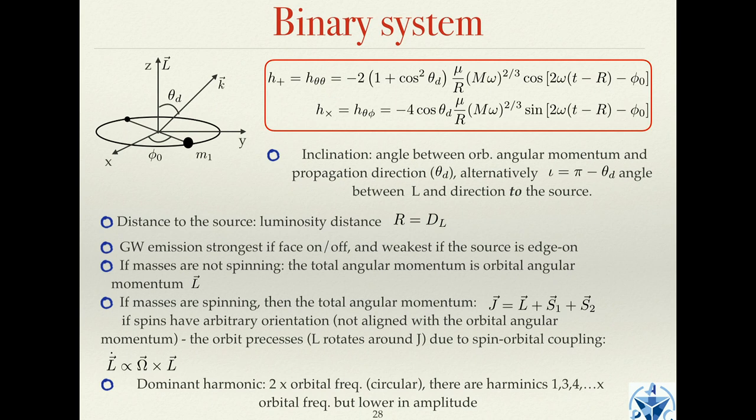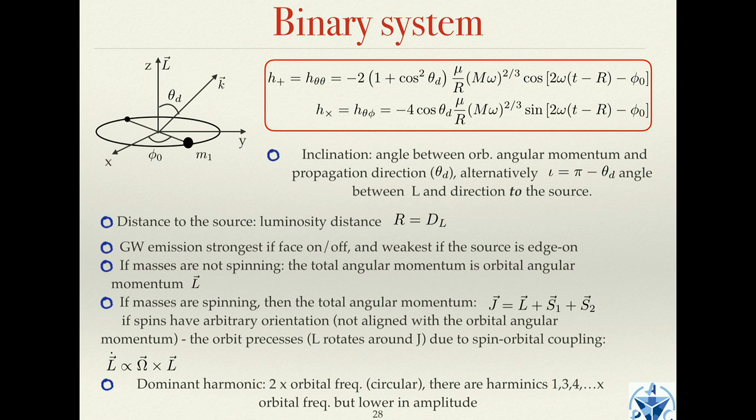This distance which appears here is the luminosity distance, because the graviton is a massless particle. There are several distances used in cosmology, and here the one which is similar to what we use for photons is the luminosity distance.